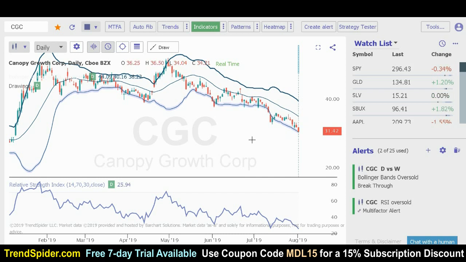Now, maybe you don't want to pay attention to this all the time. So what I did was I put an alert. You see how that lower band has a little shading around it? What I did was on TrendSpider, and I don't see this on other platforms. So this is a TrendSpider thing, and you've got to go to trendspider.com to get this platform if you want to do this. I made an alert, Bollinger Bands Oversold Alert, for when it breaks through.